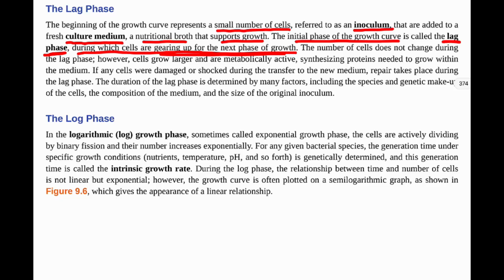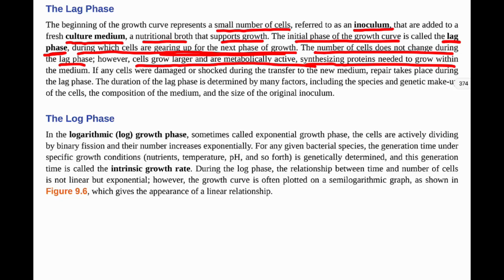So during this time, the number of cells does not change. In the lag phase, we have the same number of cells that we stick in there, the inoculum, the number of cells we swish around when we put them in there with our inoculating loop. So the number of cells does not change in the lag phase. However, the cells are growing larger and are metabolically active. Again, this is the point where we're synthesizing the proteins that are needed to grow within this medium.